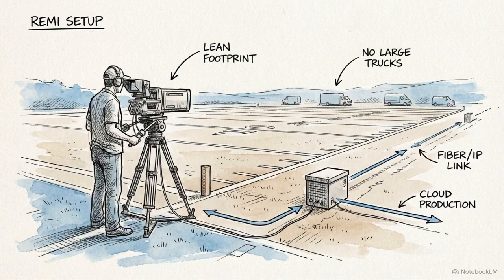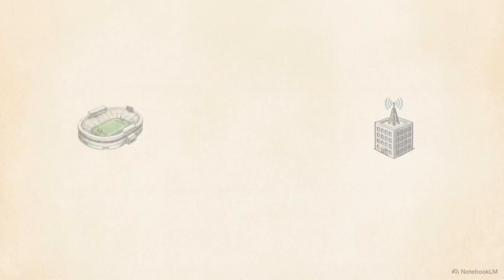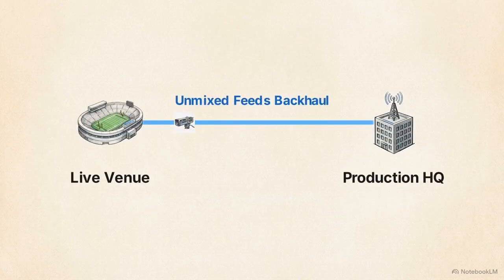In a REMI setup, only the cameras and operators travel to the venue. The raw, unmixed camera feeds are backhauled over the internet to a centralized, permanent production control room hundreds of miles away, drastically reducing overhead costs.